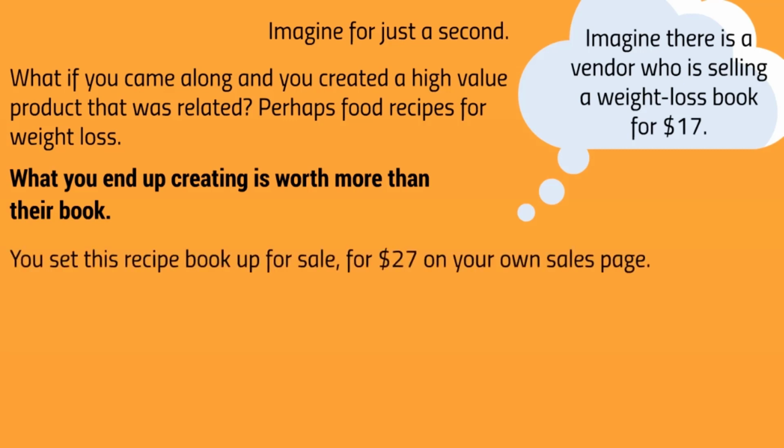So in this case, you can set the recipe book up for sale on an actual sales page for $27, while somebody is selling a $17 book or something lower. Basically, you want to make sure that your high value product is either double or a little bit more money than what they are selling, because it's going to get the vendor to more likely say yes. Now, it's got to be realistic. If you're offering something of low value and just bumping up the price, that's not going to work anyway.